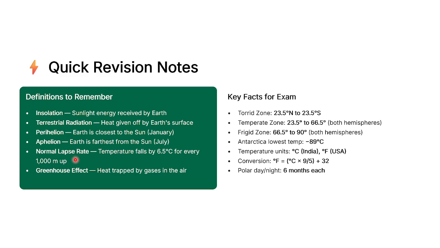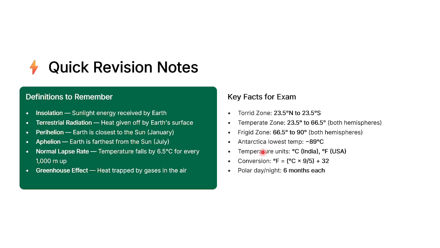Then the normal lapse rate: temperature falls by 6.5 Celsius for every 1,000 meters up. This is the important point. Greenhouse effect: heat trapped by gases in the air. So the key facts you have to remember: torrid zone 23.5 degrees north to 23.5 degrees south. Temperate zone, 23.5 degrees to 66.5 degrees, both hemispheres. Then frigid zone, 66.5 to 90 degrees, both hemispheres.